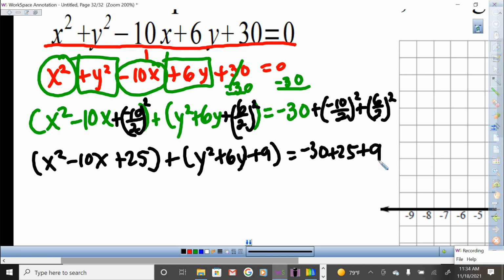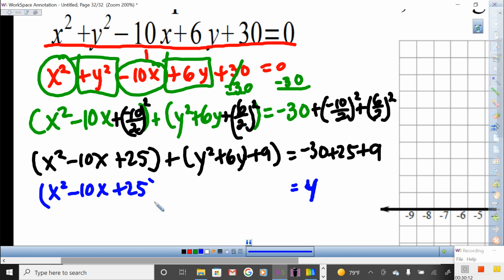Copy that up to right now, and then we'll catch up with the next steps. All right. So far, so good, yes? All right, can I combine stuff on the right side? Yes. Over here I can get, what is 25 plus 9? 34 minus 30, that gives us positive 4. Okay. Bring everything else down, x squared minus 10x plus 25 plus y squared plus 6y plus 9.